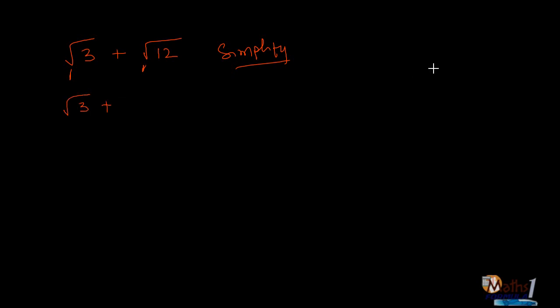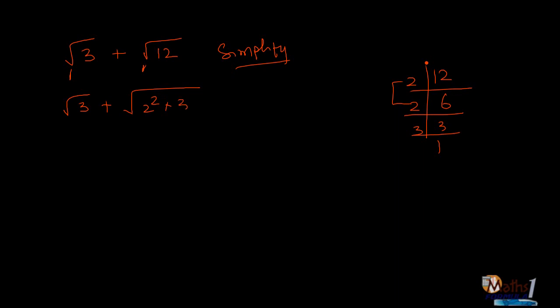Root 12, prime factorize: 2, 6, 2, 3, 3, 1. So this is going to be 2 twos, which is 2 square, and one more 3 is left. I have written 12 as 2 square into 3. The square root of 2 square is 2, so 2 will come out and root 3 will stay as is. Now this root 3 is treated as 1 root 3. Now both of them look like like surds. I can add them: 1 plus 2 is 3, and root 3 is root 3.